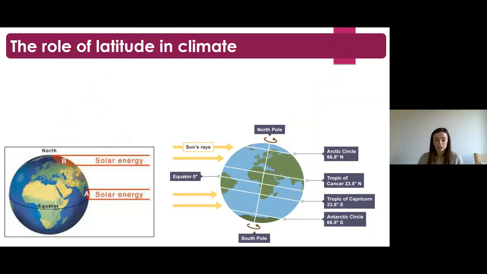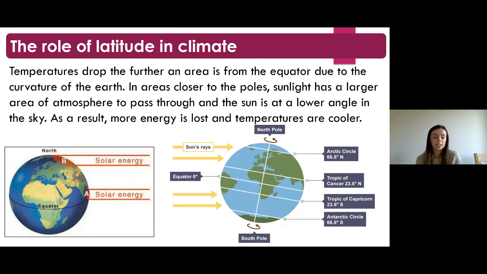Okay, now the area of the equator receives the most energy from the sun. But why? Well, first up, the sun is at a lower angle to the equator, and it's much more concentrated there, and also it's got less of the atmosphere to go through. So let's have a look here. Temperatures drop the further an area is from the equator due to the curvature of the Earth.